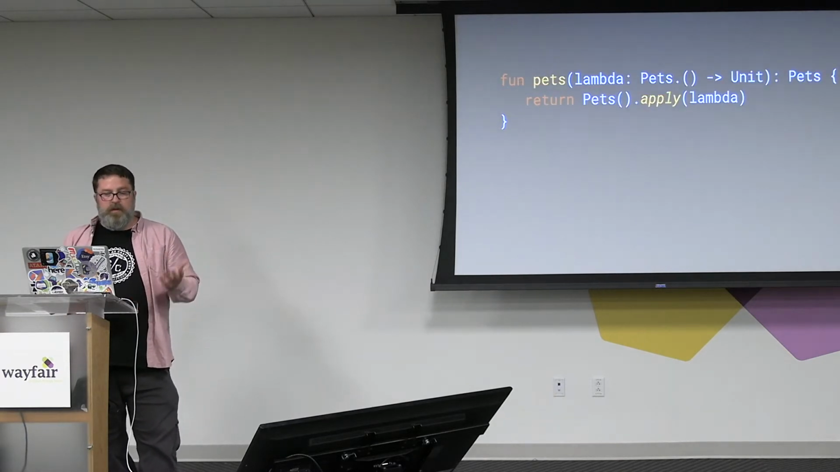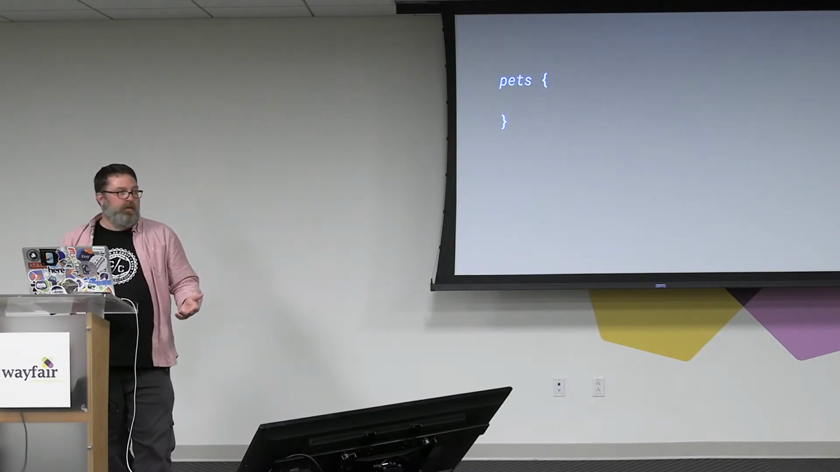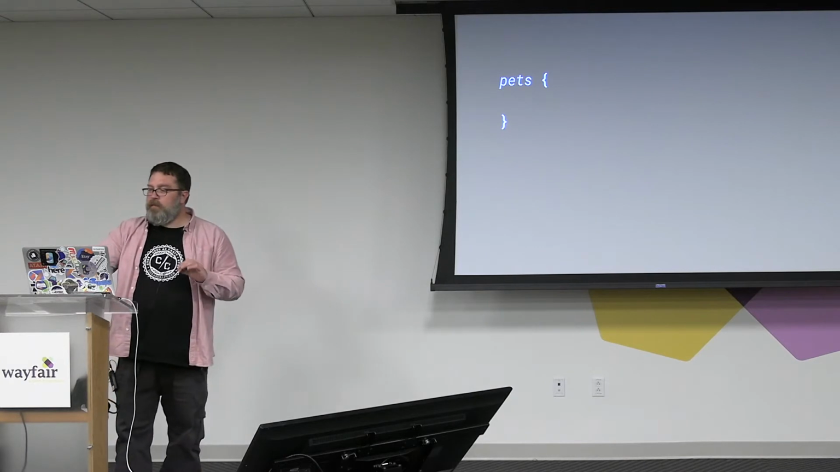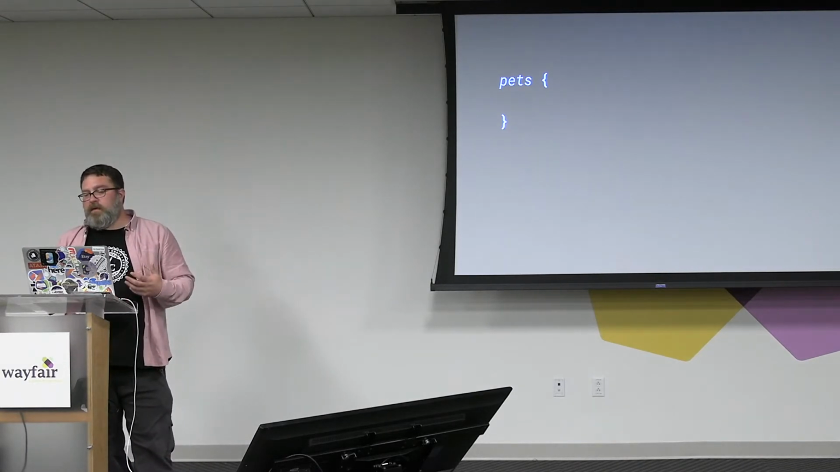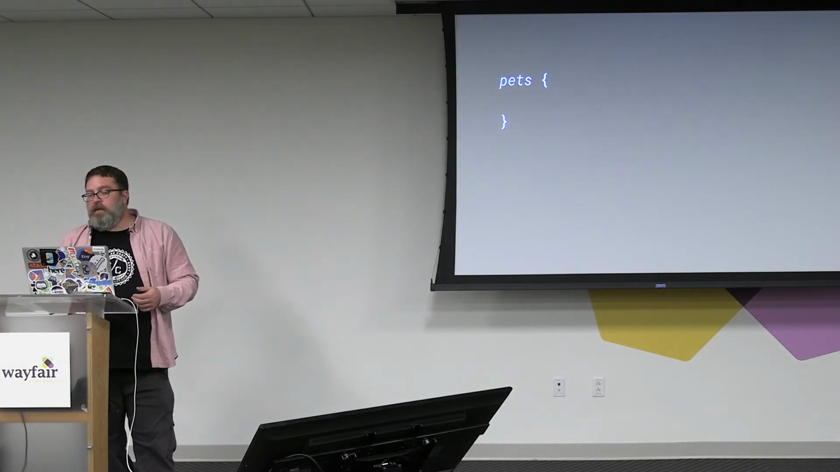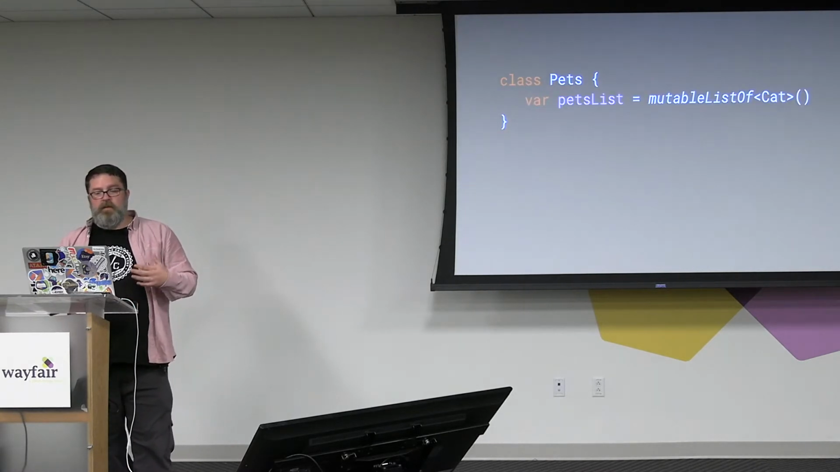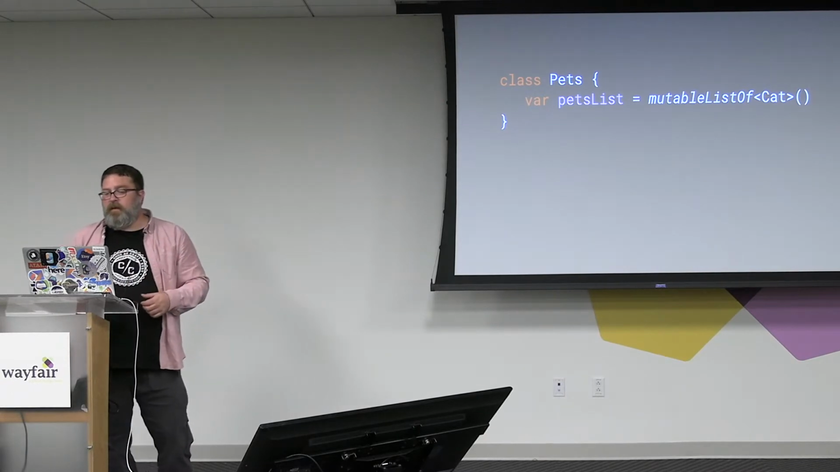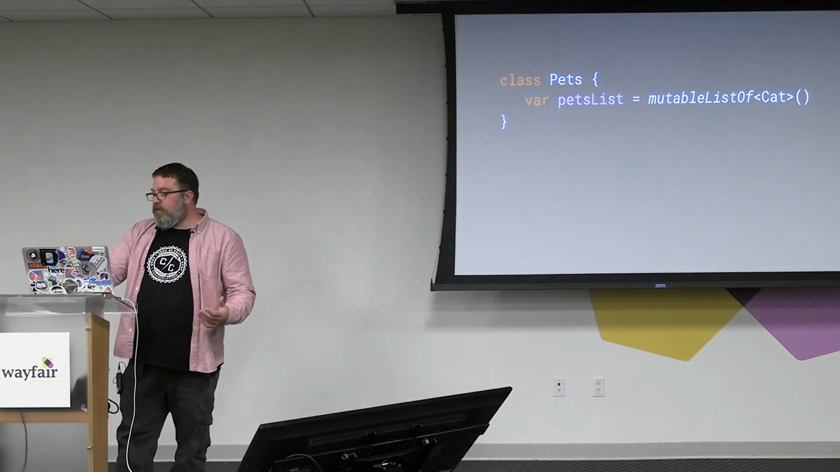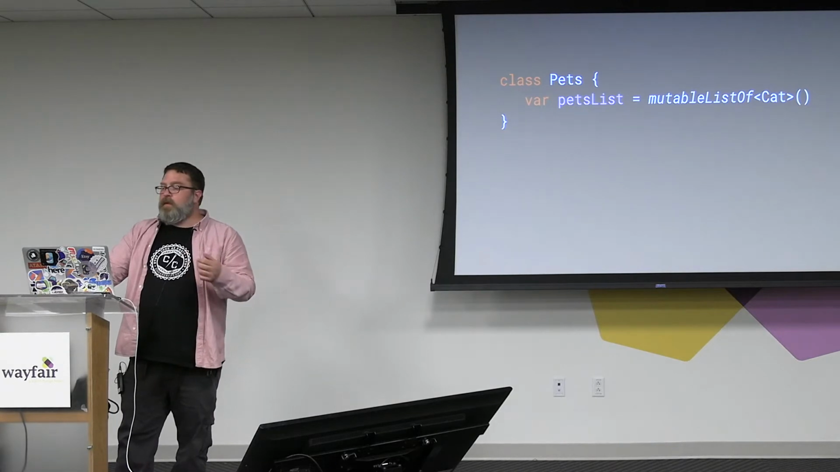So just like before, we want to create our top level pets object. We apply the Lambda, and that gets us this. We're not there yet, but this is a good start. So the next thing we do is create a pets list. And this is where we're going to store all the cats that get created in our DSL. So you just need a mutable list. You make it a var.